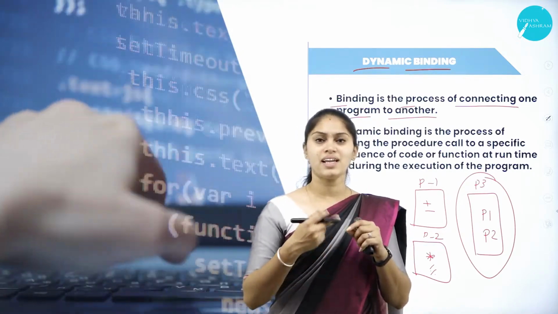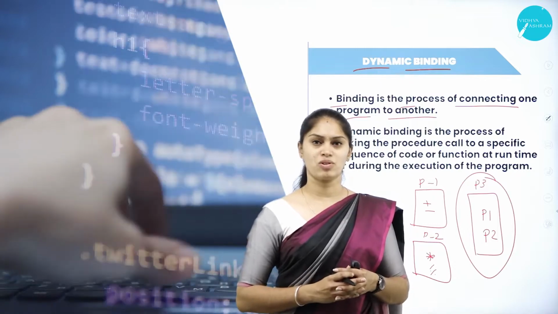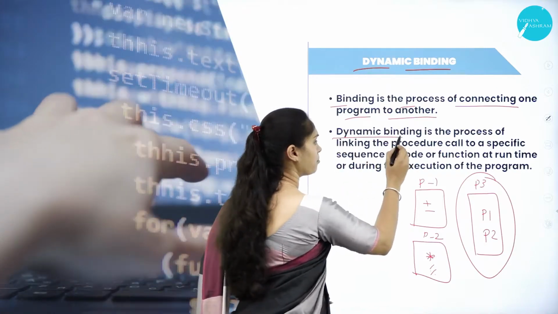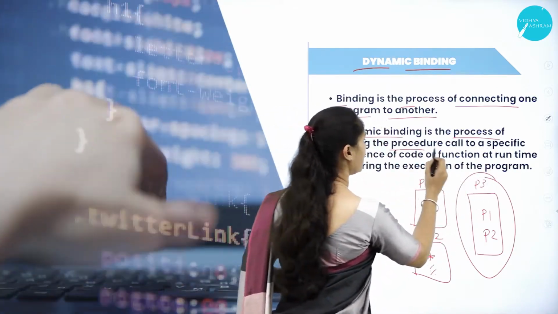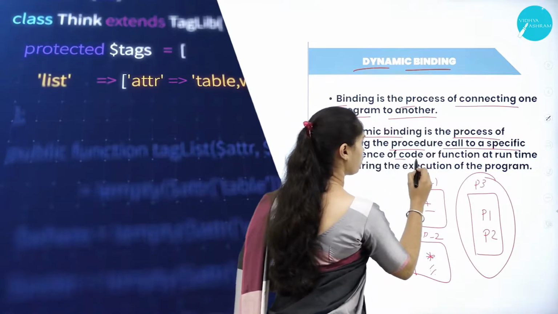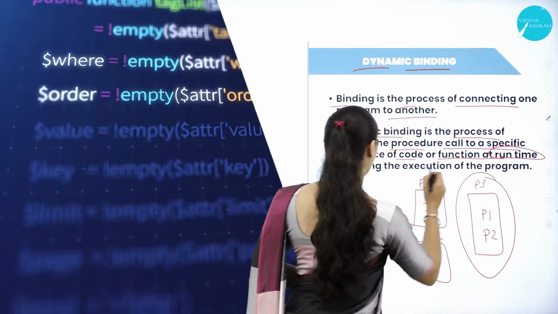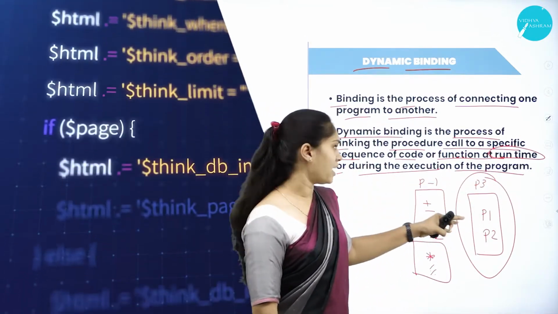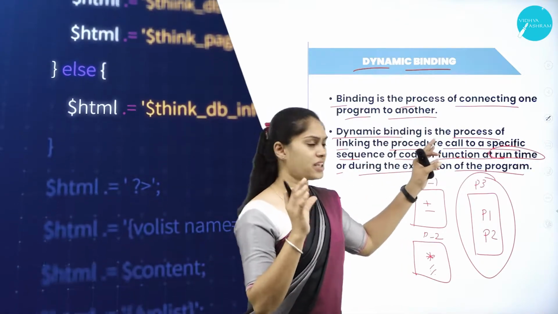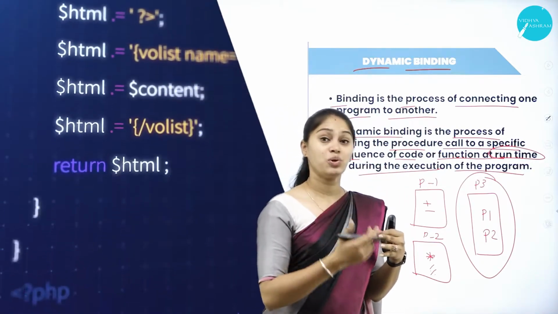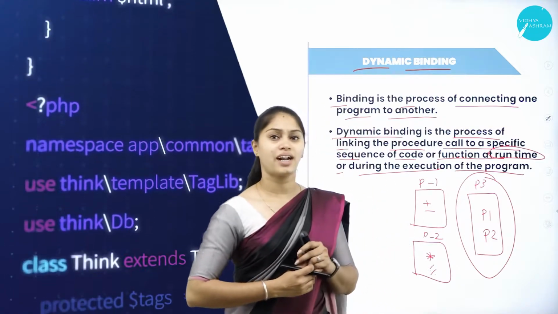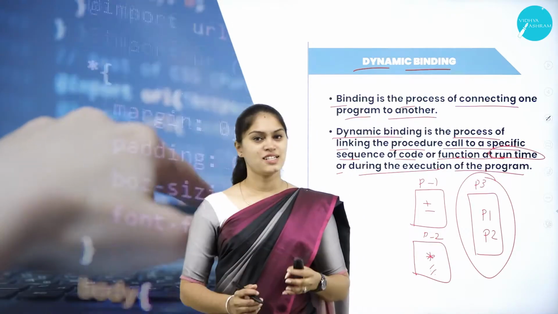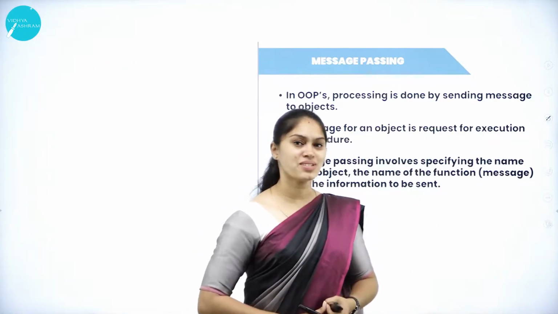When this binding occurs during the execution of a program, it is called dynamic binding. So dynamic binding is the process of linking a procedure call to a specific sequence of code or a function at runtime, or during the execution of a program. When we combine the procedure call to a specific set of code during program execution or runtime, that mechanism is called dynamic binding.